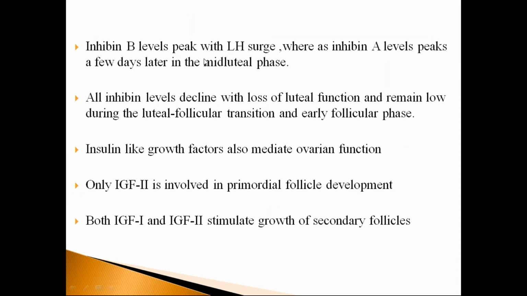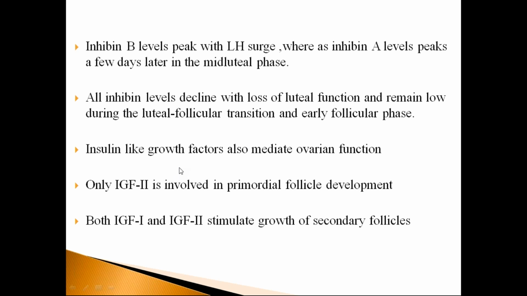Inhibin B levels peak with the LH surge, whereas inhibin A levels peak a few days later in the mid-luteal phase. As I already said, after the luteal phase, inhibin B's action is taken over by inhibin A. All inhibin levels decline with loss of luteal function and remain low during the luteal-follicular transition. During the menstrual cycle, if fertilization doesn't happen, the corpus luteum changes into the corpus albicans, and there is no production of progesterone and inhibin. Therefore, inhibin levels are low when corpus luteum function is low.